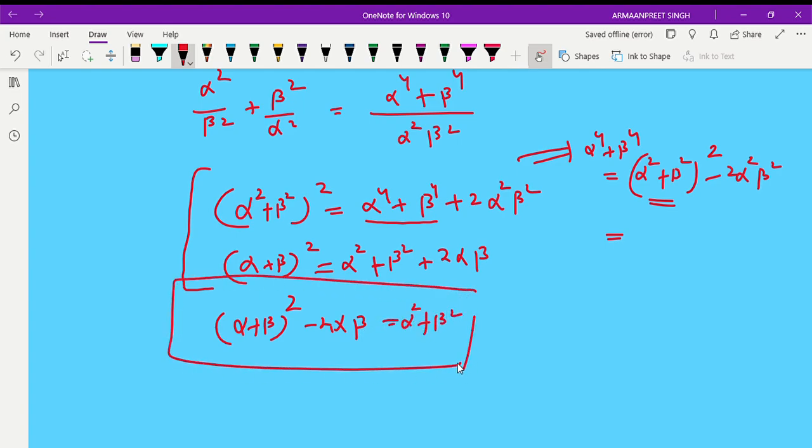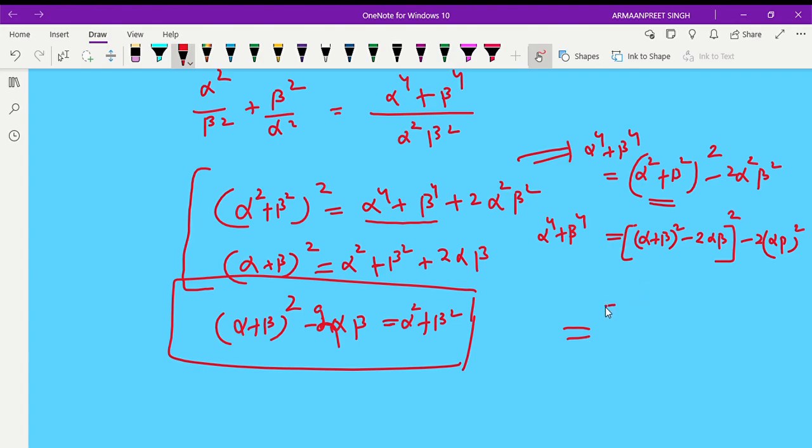As I earlier said, the process in this question is elegant. So alpha plus beta whole square minus 2 times alpha beta is alpha square plus beta square. So write it as alpha plus beta whole square minus 2 times alpha beta, and this is the value of alpha square plus beta square, and this whole square is there, and you can write alpha beta whole square. So this is the value of alpha 4 plus beta 4.